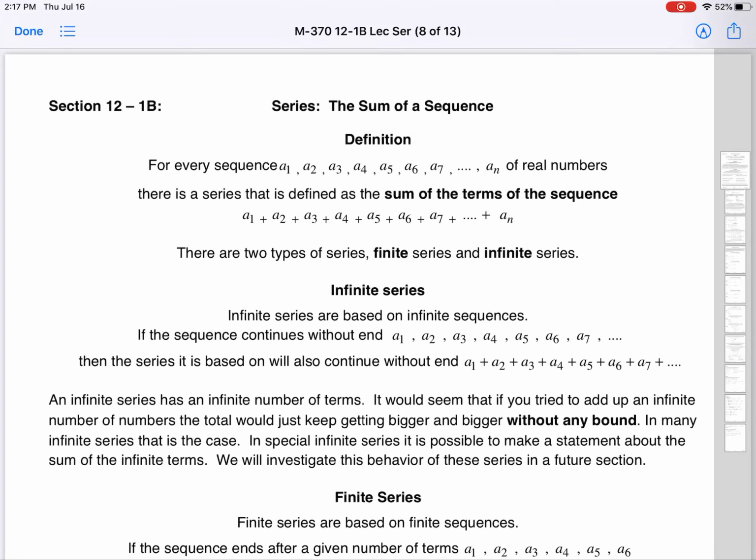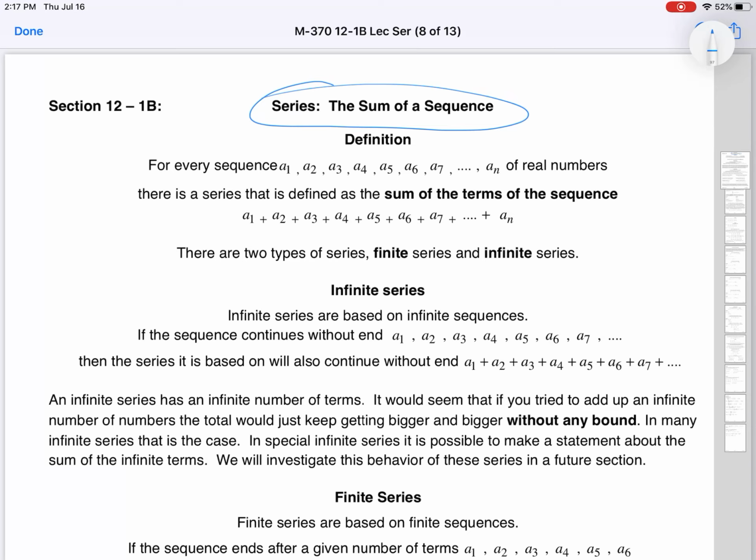Alright, we're continuing on in 12.1 with lecture B. So this is 12.1b, and a series is what they're going to look at here. It's the sum of a sequence. It's adding up a bunch of terms. They can be infinite without end. That doesn't necessarily mean that their sum would be infinite.